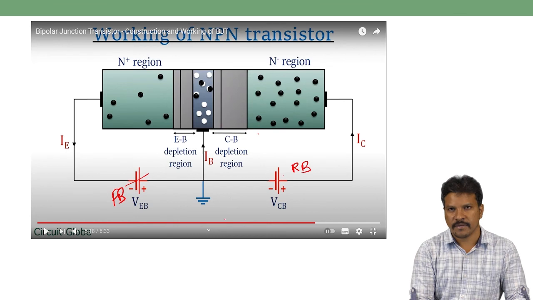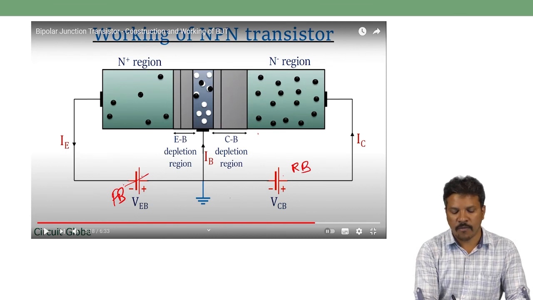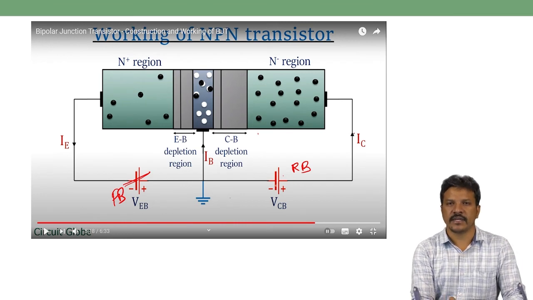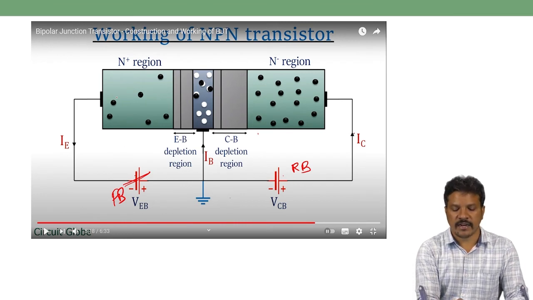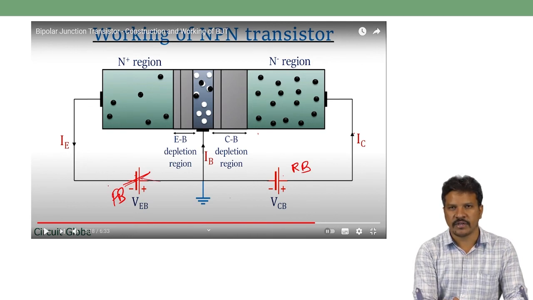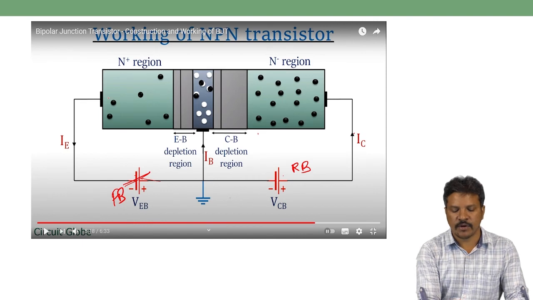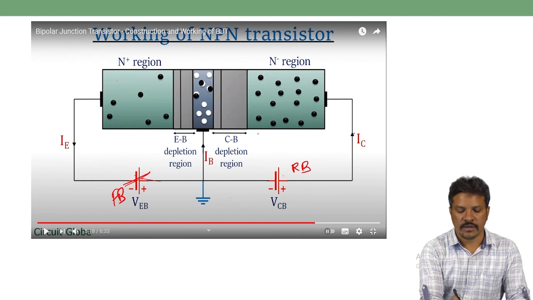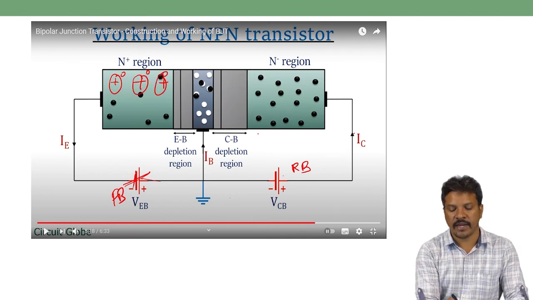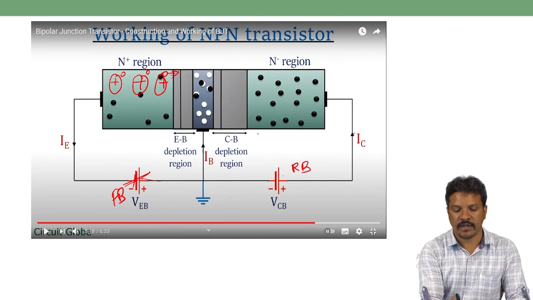When we connect forward bias between emitter and base, and reverse bias between collector and base, the minus terminal is connected to the N-type material and the plus terminal is connected to the P-type material. This is a forward bias connection. Since the minus terminal is connected to N-type, the majority charge carriers are repelled by the minus terminal of the battery and move towards the base region.